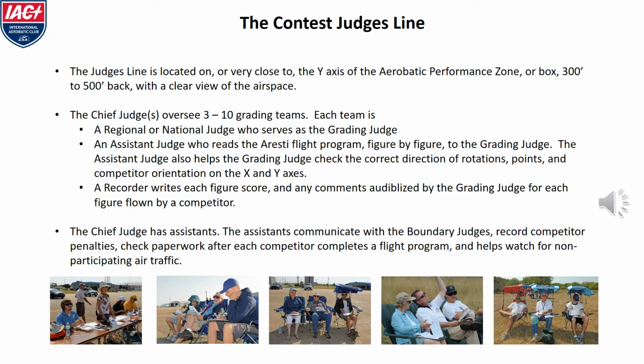Competitors are graded by judges that are located on the y-axis of the performance zone and preferably 300 to 500 feet back with a clear view of the entire performance zone. There will be 3 to 10 grading teams overseen by the chief judge. Each team is a regional or national judge who grades the competitor's execution of the figures. That judge will have an assistant who reads the flight program to the grading judge, and a recorder that writes down the comments that the grading judge speaks and the score for each figure.